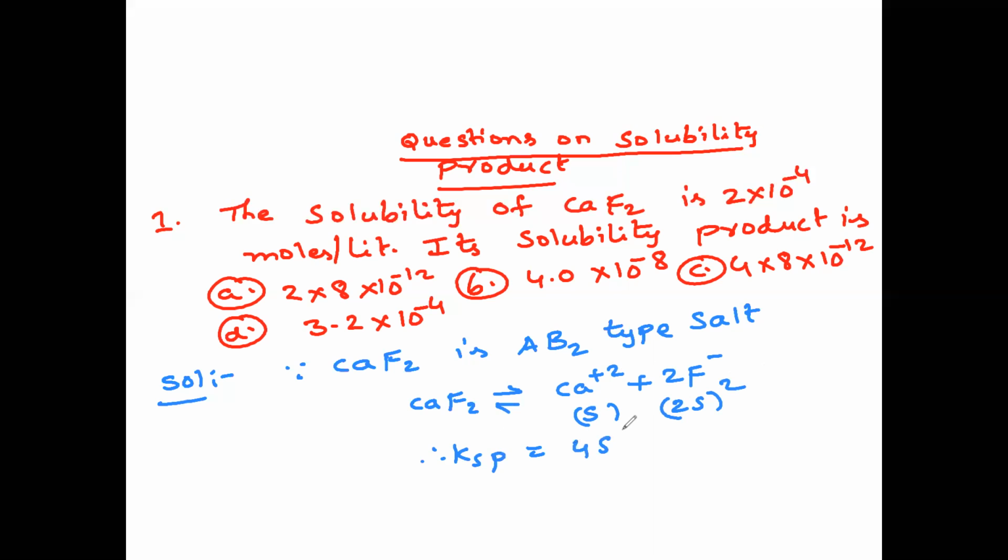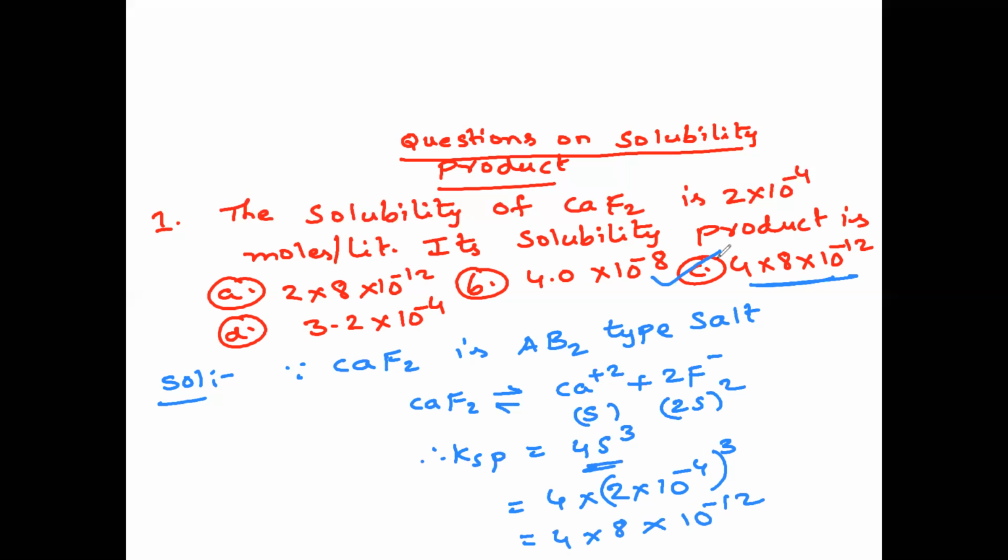4S cube. Ksp is equal to how much? 4S cube. So we can write it as 4 × (2 × 10^-4) whole cube. This is equal to 4 × 2 cube, which is 8, × 10^-12. So the answer is C. In this way you have to calculate.